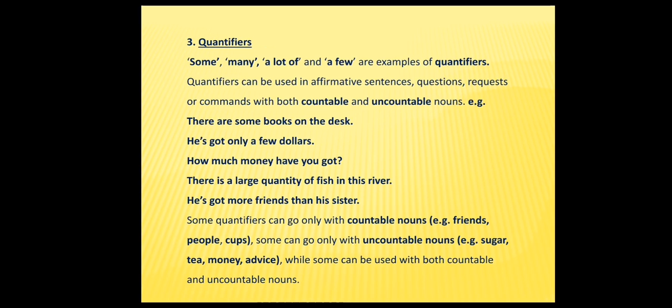Next we have quantifiers. They are some, many, a lot of and a few. These are examples of quantifiers and they are used in affirmative sentences, questions, requests or commands with both countable nouns, which means nouns we can count, and uncountable nouns, which we cannot count.